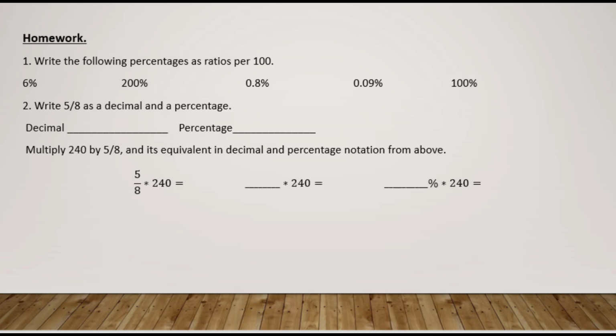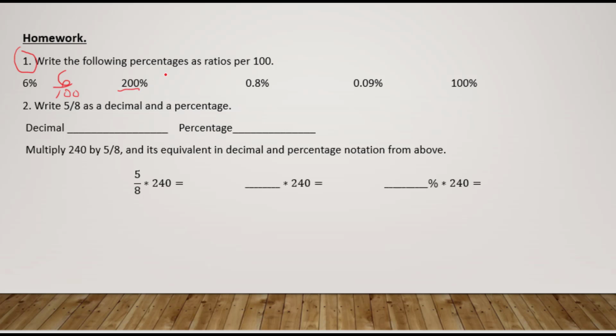Okay, so I'm going to look at 1 and 2 here. 1 is extremely simple, so please do not get confused. It always means the same thing. A percent means per 100, whatever that is per 100. So that's 6 out of 100.